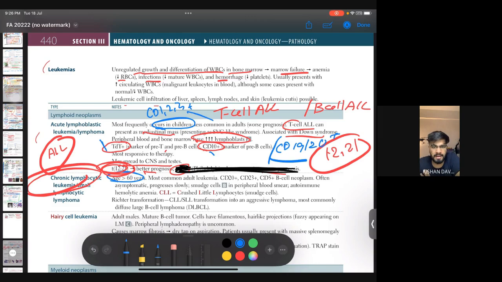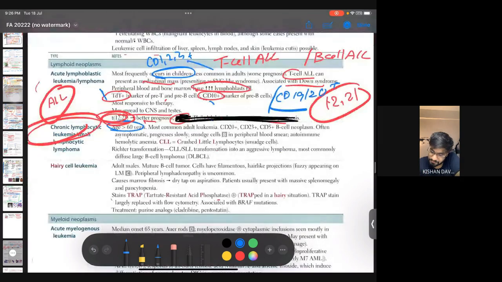That's all about ALL. Moving to CLL. It is the most common adult leukemia. These are all the B cell markers. It is asymptomatic and shows smudge cells. Smudge cells are very important.